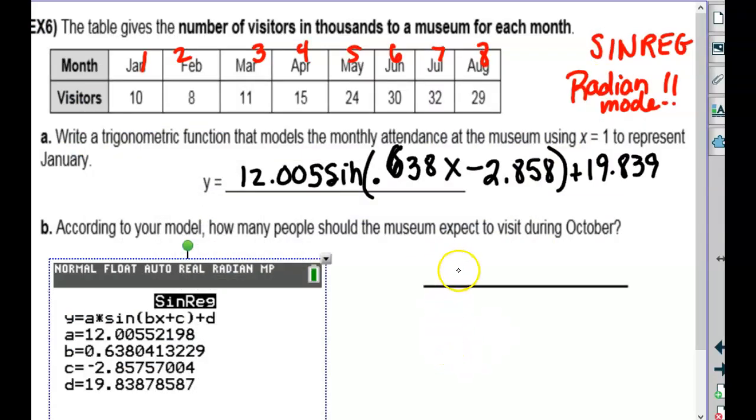What should we label it though? It's not 15.4 visitors. Thousands of visitors.